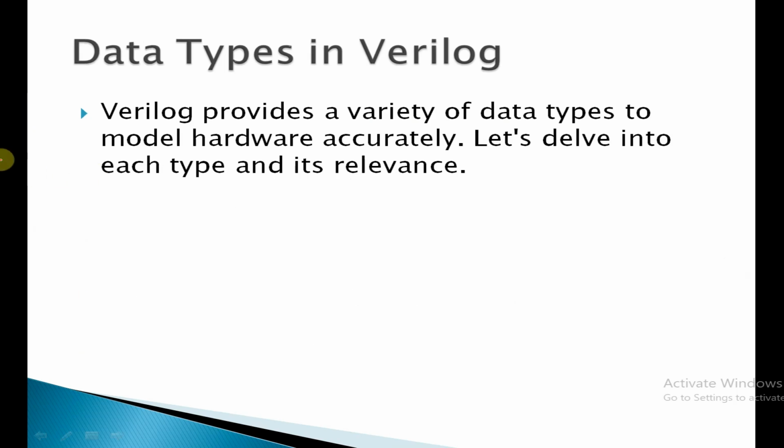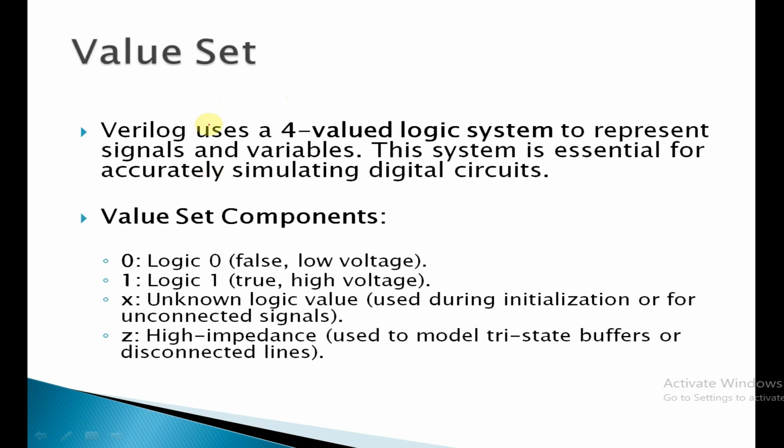Next comes the data types in Verilog. Let's see what all the data types are. Before going to data types, we will see the value set. Verilog uses a 4-valued logic system to represent signals and variables. So there are basically 4 types of values: one is 0, and another is 1, x, and z.